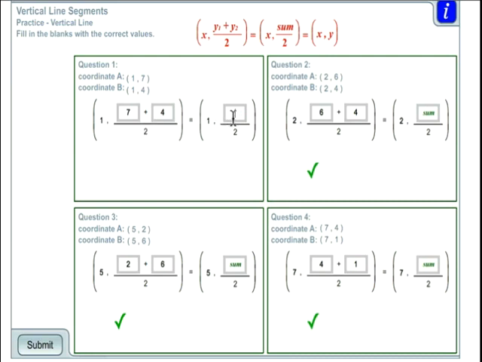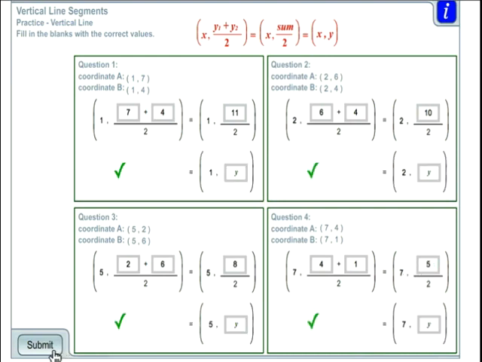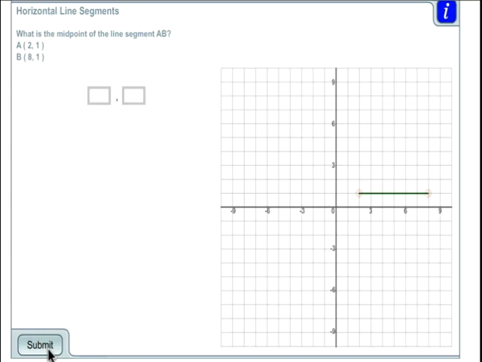7 plus 4 is 11, 6 plus 4 is 10, 2 plus 6 is 8, 4 plus 1 is 5, and now we need to divide by 2. So 11 divided by 2 is 5.5, 10 divided by 2 is 5, 8 divided by 2 is 4, 5 divided by 2 is 2.5. And our answers are all correct.